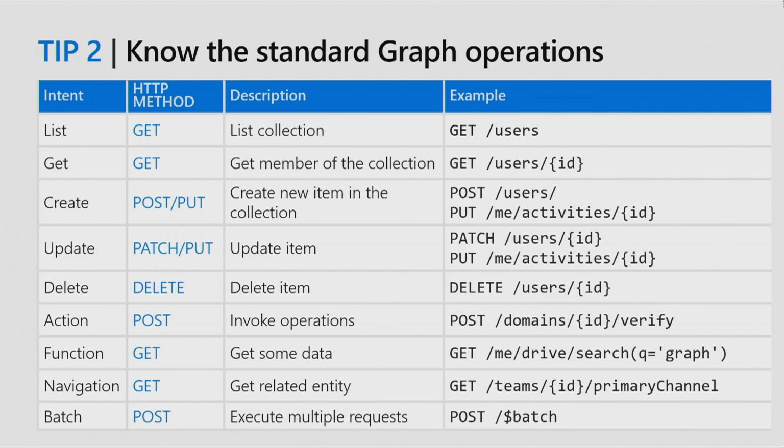And the difference here is actions could be what we call unsafe operations. They might make changes to your data. So in this case, we're verifying to see whether a domain is correct, and we use the POST to indicate that it might be unsafe.